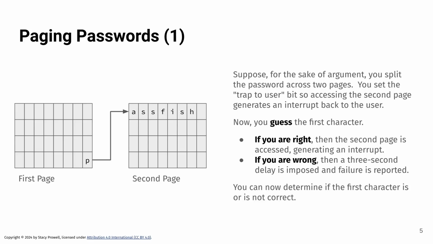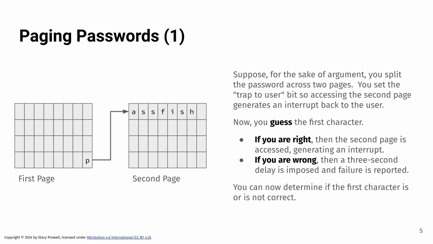And you can use that trap to user bit to generate an interrupt when that second page is loaded. So that suggests, let's guess the first character. If we're right, the second page will now be accessed and we'll get an interrupt, and my program will know that the first character was right. If I'm wrong, then there's a 3-second delay and I get back a failure. I can tell those two things apart. So I can now automate a process of guessing the password, at least guessing the first character.